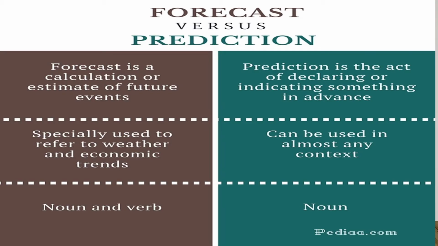So key differences. Forecast is a calculation or estimate of future events and is especially used to refer to weather and economic trends. And it is a noun and a verb. But the prediction is the act of declaring or indicating something in advance and can be used in almost any context, and it is a noun.